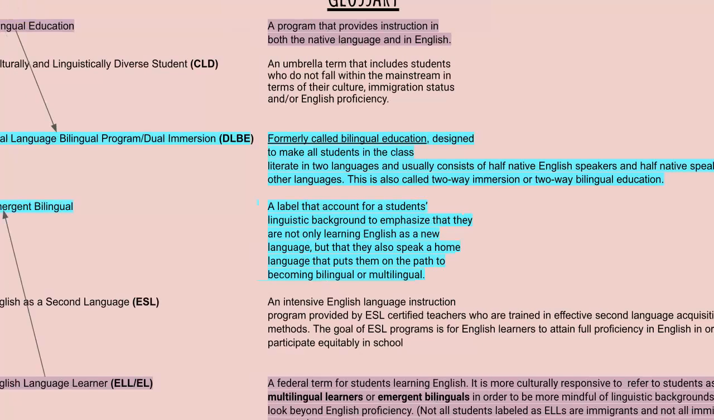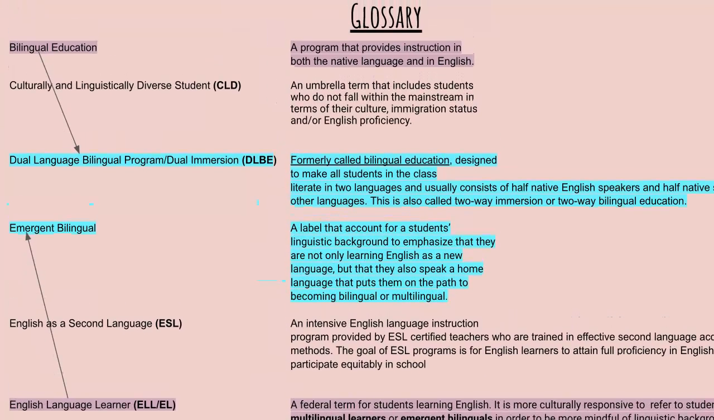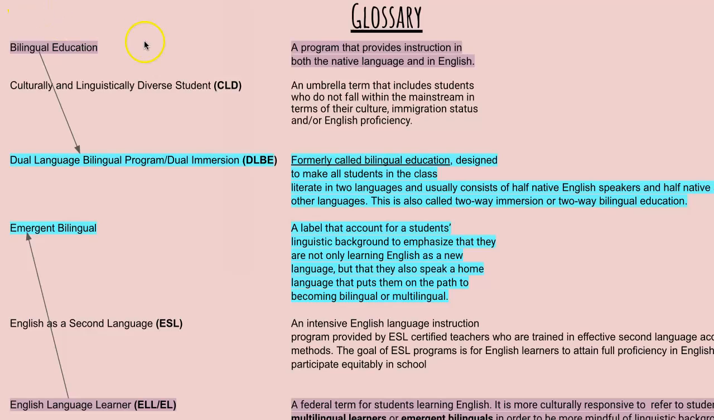Again, this is cutting out. Let me see if I can move this over. But if you notice the purple and then the blue, purple is what it was formerly called, and blue is now the terminology that is correctly, I guess, more current.